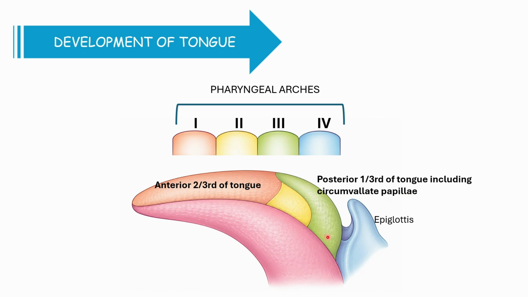Now here, the portion of the hypobranchial eminence from the third arch will outgrow and fuse with the anterior two-thirds here. So the portion from the second arch gets buried here. And from the caudal part of the hypobranchial eminence, we will have the posterior most part of the tongue developing.